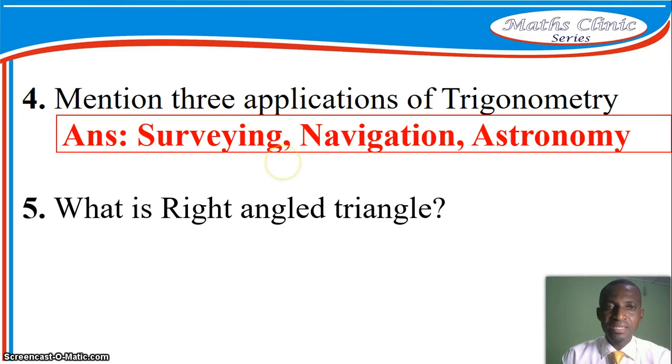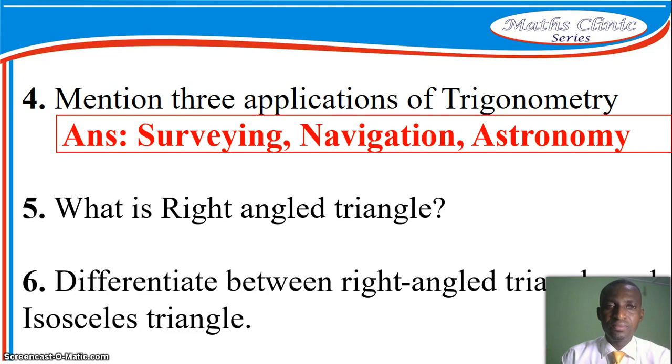And finally, let me ask the last question. Differentiate between a right-angled triangle and an isosceles triangle. I'm sure your answer is right. A right angle triangle has one of its interior angles to be 90, but an isosceles triangle has only two sides equal and two angles equal.